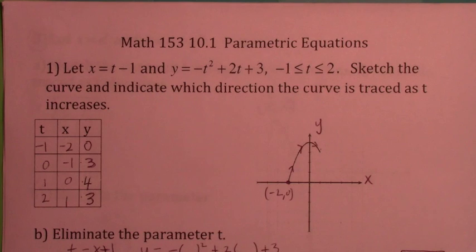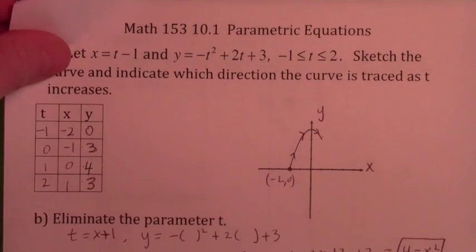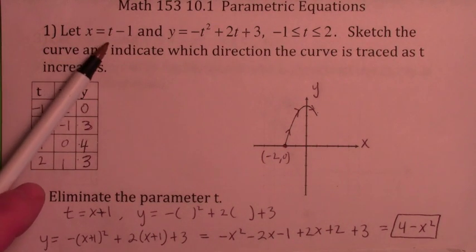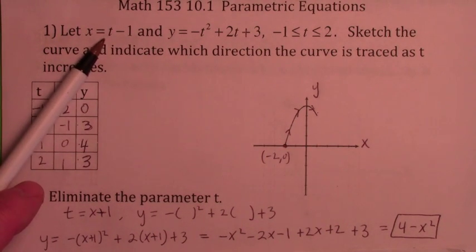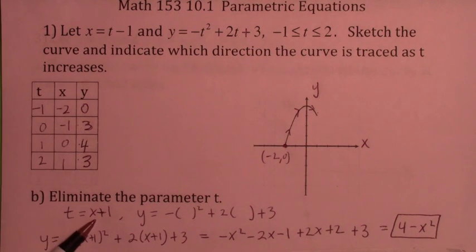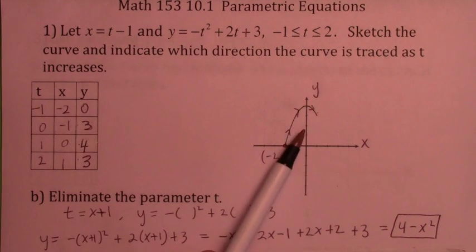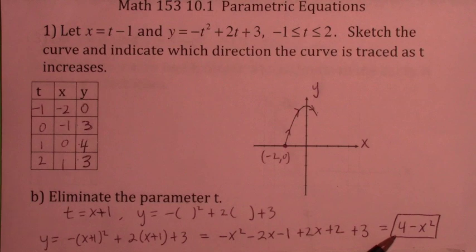Oftentimes, but not always, you can eliminate the parameter t. One way to do it is to solve one of the equations for t. The first one, if you solve for t, you get t equals x plus 1. And then wherever there's a t in the second equation, you can plug in x plus 1, and you end up getting y equals 4 minus x squared. So these parametric equations define a piece of this equation, y equals 4 minus x squared.